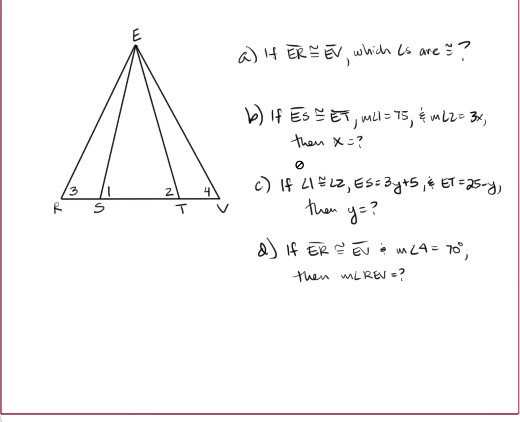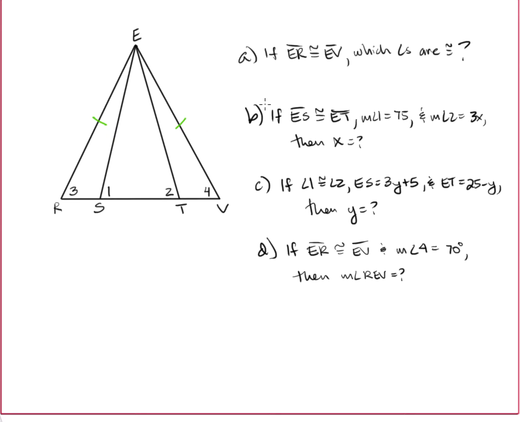Now in this example, in this diagram, you can see that I have four angles that I've numbered, and I'm going to give some information about this diagram and then determine what else would I know. So for instance, in example A here, I said if ER was congruent to EV, then which two angles would be congruent? Well, if those two segments are congruent, it means that this bigger triangle in this picture, triangle ERV, has two sides that are congruent.